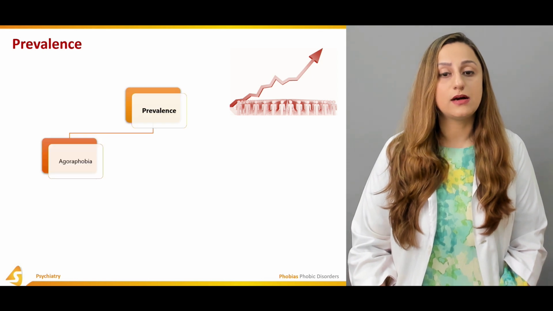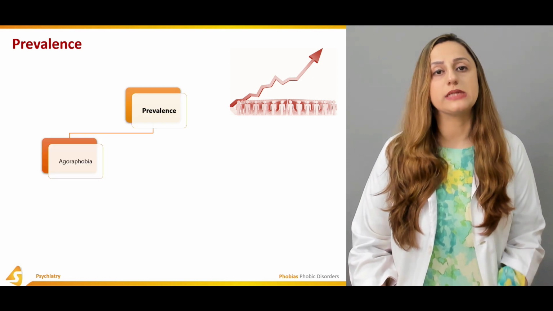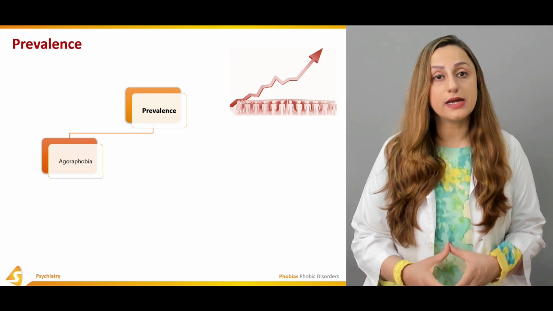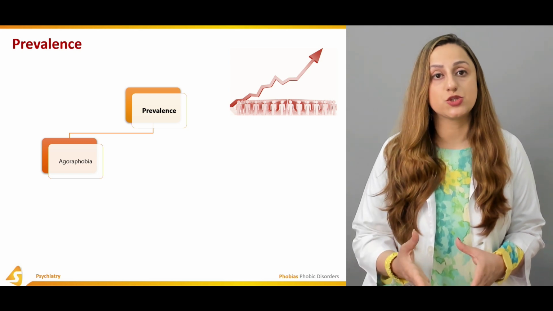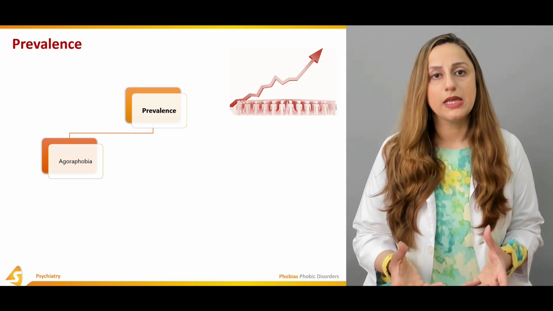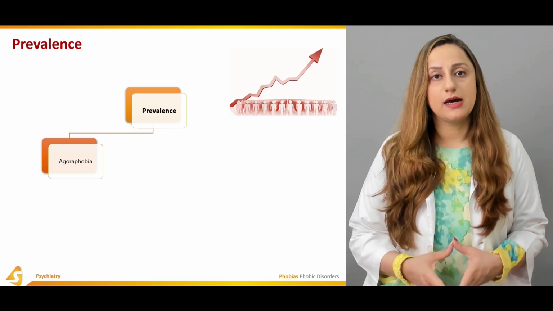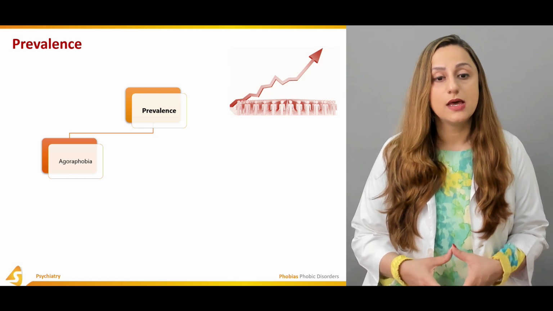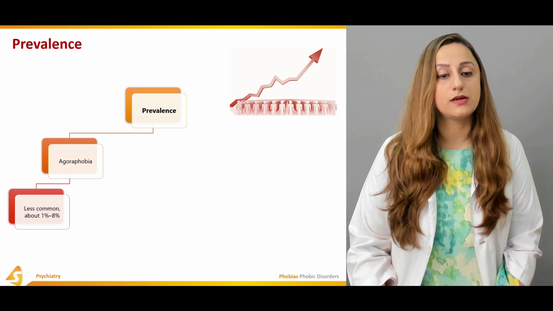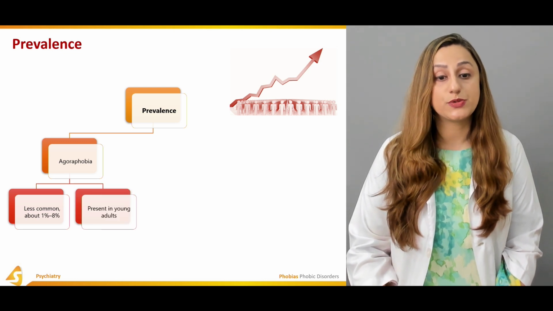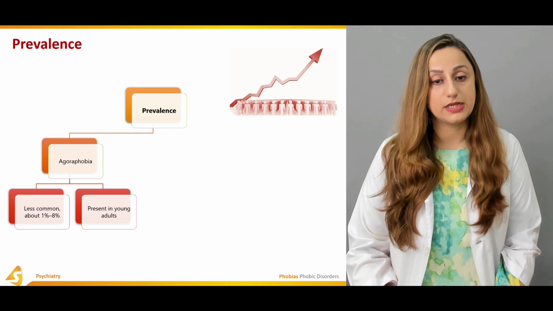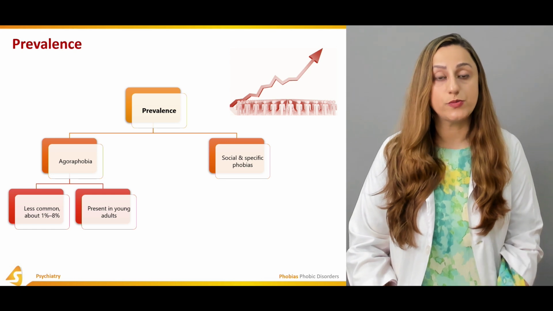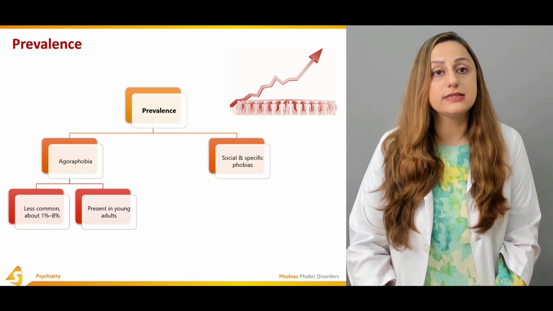The prevalence of these phobias is sometimes quite underrated. Sometimes people will tell you that they have that panic attack when they are in that particular situation, but usually people tell them that's normal for them, and they are untreated, and they're treated only when their functionality is severely affected due to these phobias. So agoraphobia is less common, about 1 to 8%, and is present in young adults. The young adults are more prone to developing these kinds of agoraphobias, being in public, being scrutinized by the public.